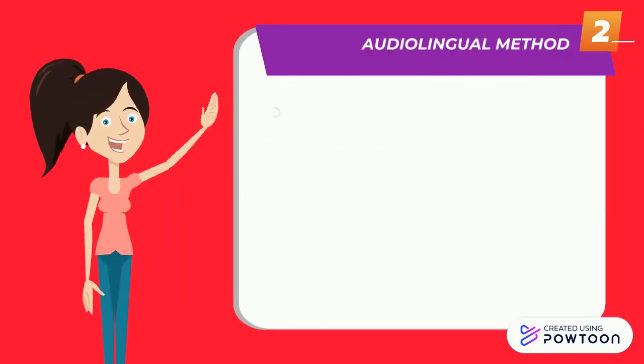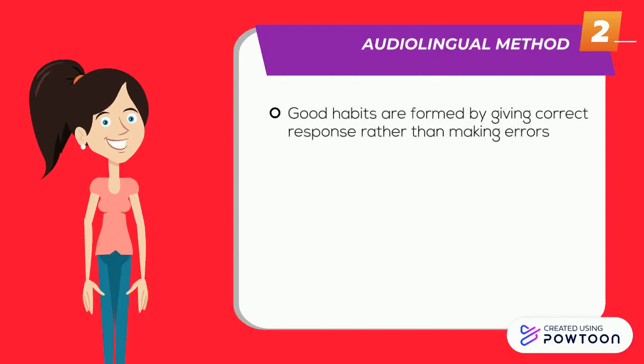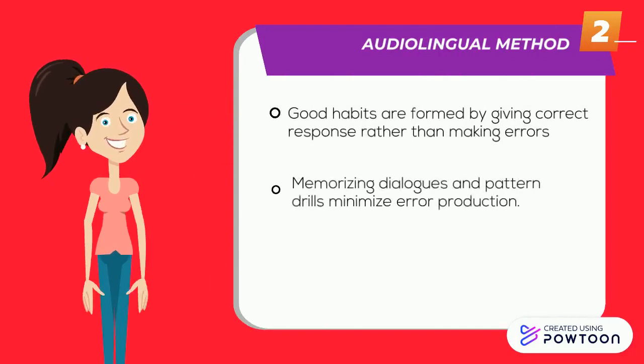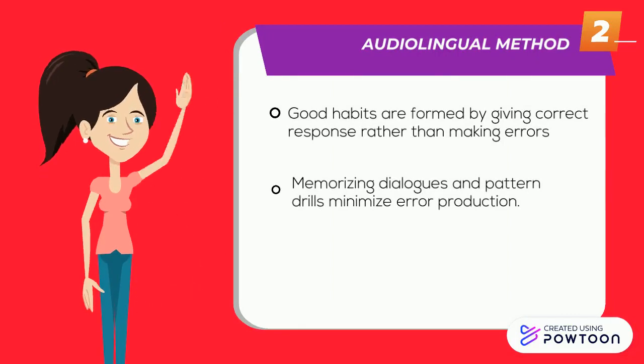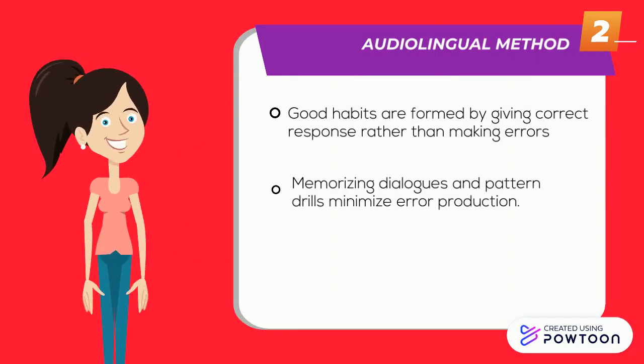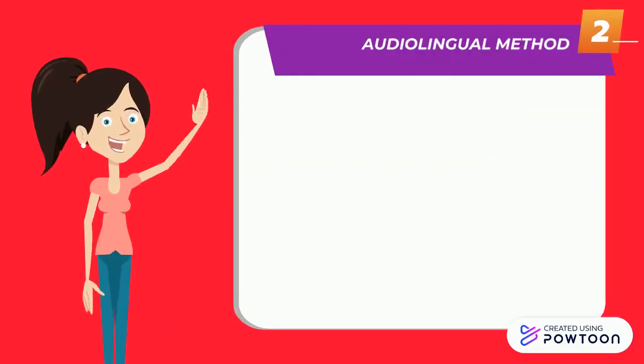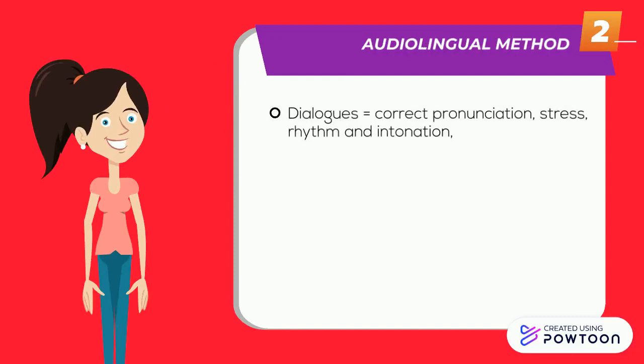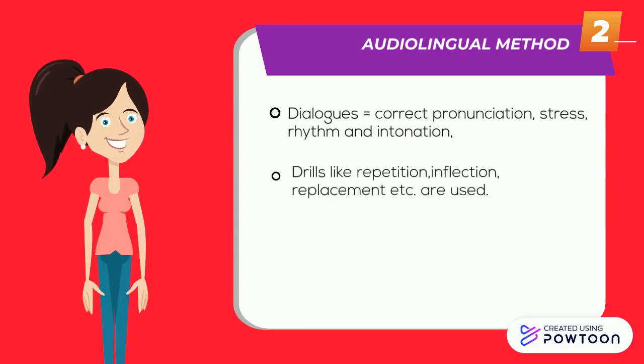Good habits are formed by giving correct responses rather than making errors. Memorizing dialogue and performing pattern drills minimize error production. Dialogues are used for repetition and memorization, resulting in correct pronunciation, stress, rhythm, and intonation. Then, drills like repetition, inflection, replacement, and etcetera are used.